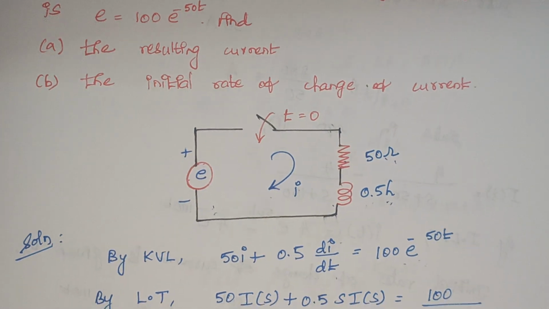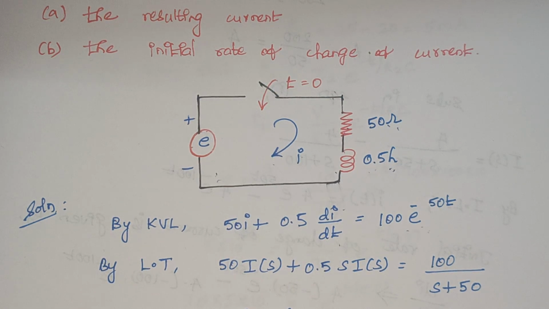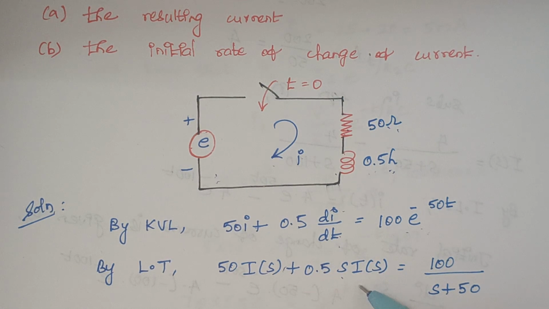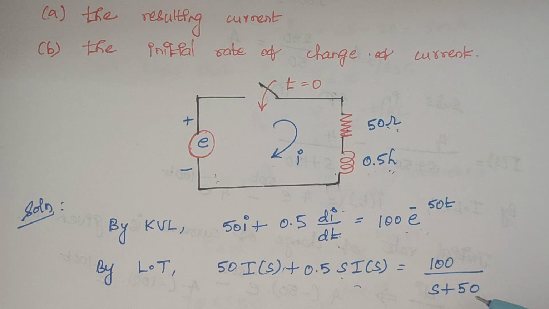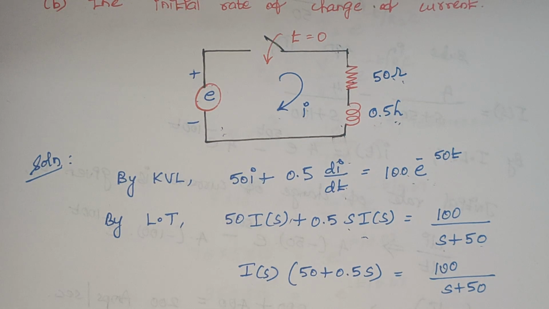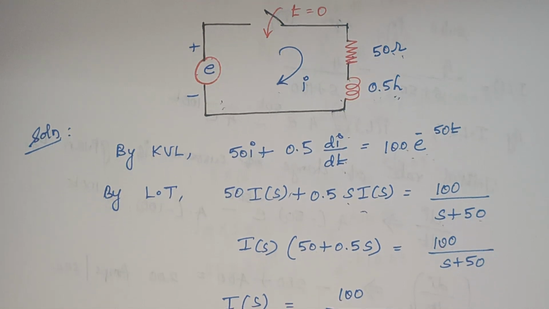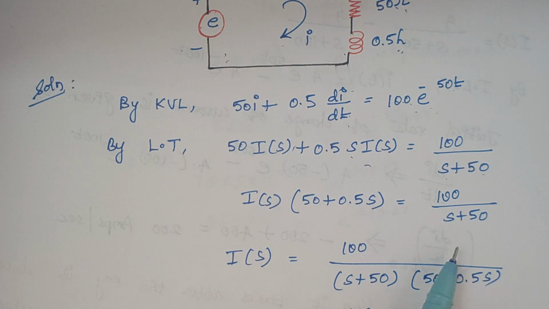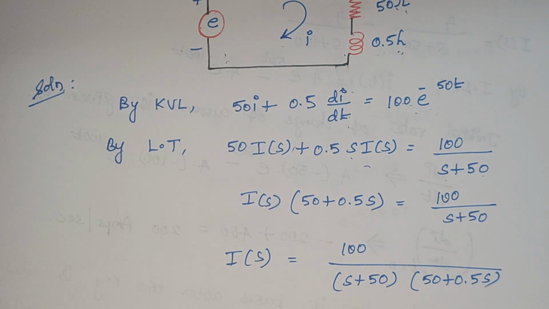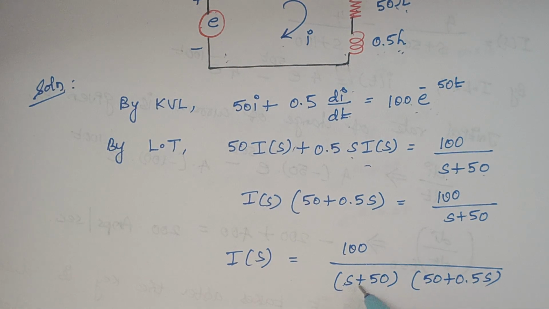The next step is to take the Laplace transformation. Once you take the Laplace transformation, I becomes I of s, di by dt becomes s into I of s, and e to the power minus 50t becomes 1 divided by s plus 50. Since here we have 100, it becomes 100 by s plus 50. Then we take I of s commonly outside, so the remaining terms will be 50 plus 0.5 s. Therefore, the expression for I of s is 100 by s plus 50 into 50 plus 0.5 s.